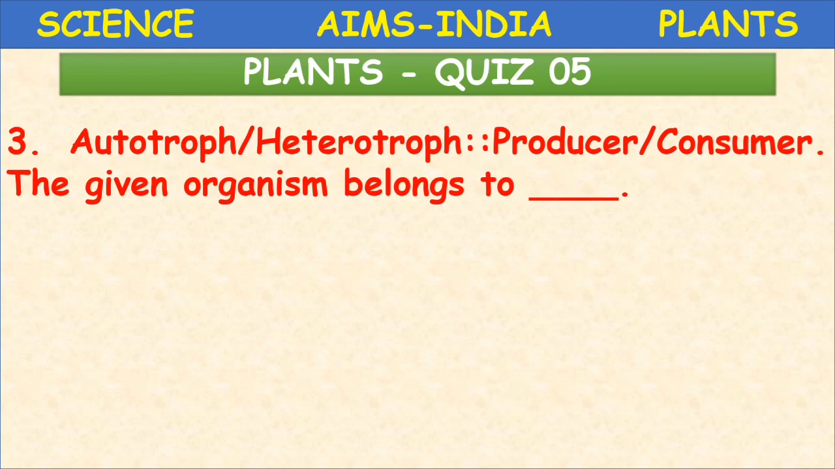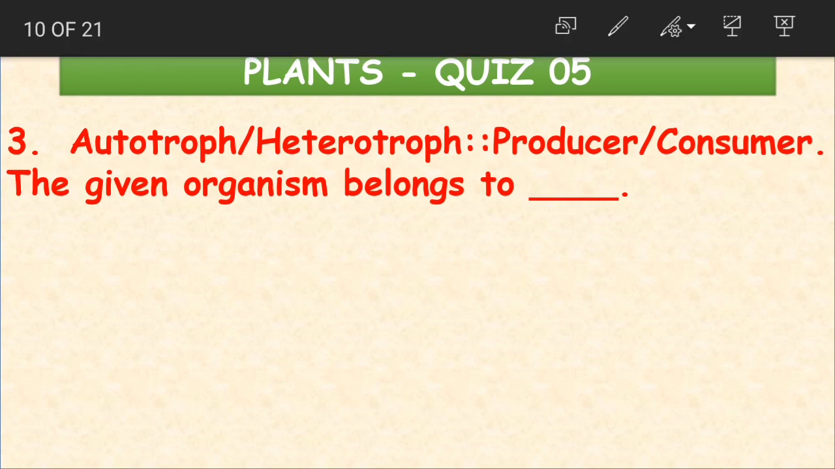Autotroph, heterotroph, producer, consumer. These are two different types of organisms. One is a producer and the other is a consumer. Producer means which makes its own food, which produces its food. Consumer means which takes from others.